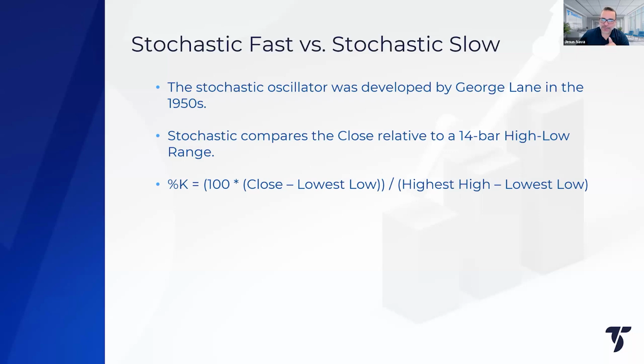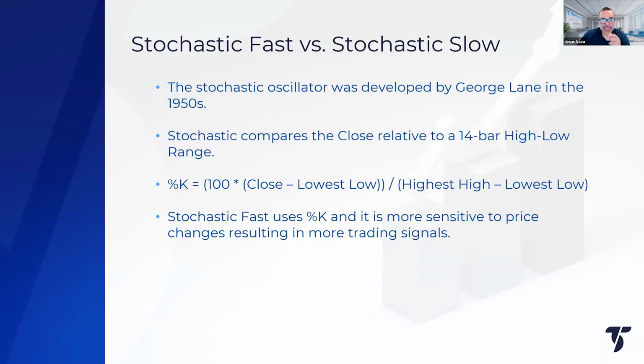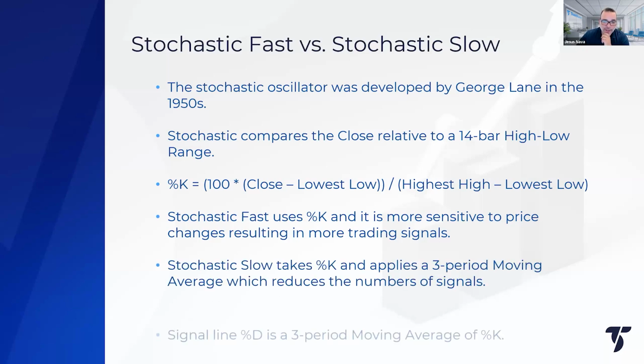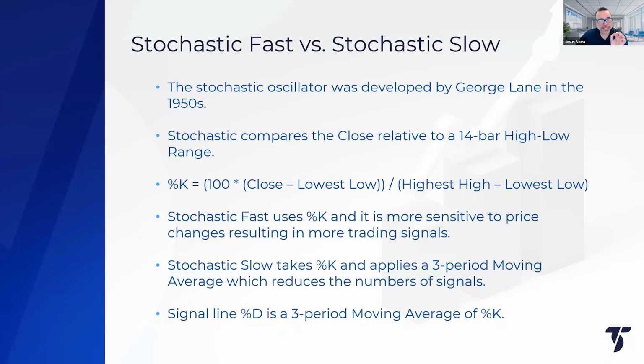Remember what percent K is, because percent K is one of those pieces that gets calculated inside stochastic. Stochastic fast uses percent K as it is, and it's more sensitive to price changes, resulting in more trading signals. Now, stochastic slow, notice what it does. It just takes percent K and applies a 3-period moving average, which reduces the number of signals because it's an average. And an average, of course, is going to make the indicator a little bit more lagging than its original calculation.